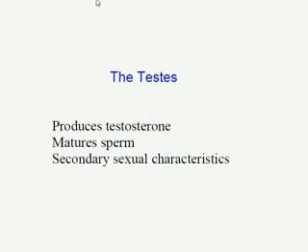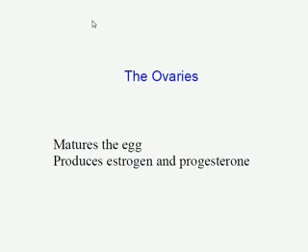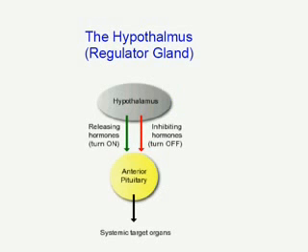Testes. Assuming you're a male, well, obviously the testes got its name because it makes testosterone, a steroid-type hormone, which is involved in the maturation of sperm and secondary sexual characteristics. And finally, we've got down here the ovaries. Hormones that come out of the ovaries would be estrogen and progesterone, which are, again, steroid-type hormones.